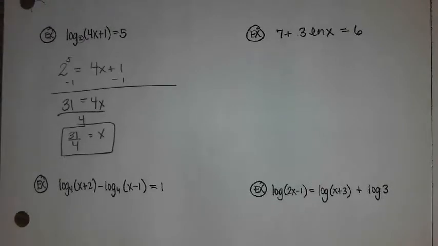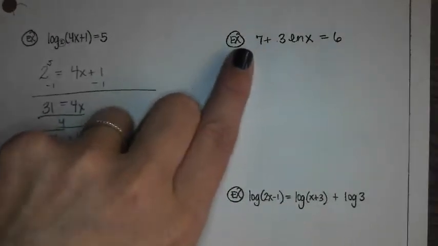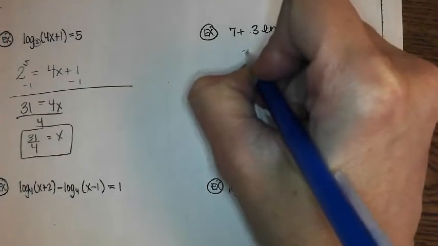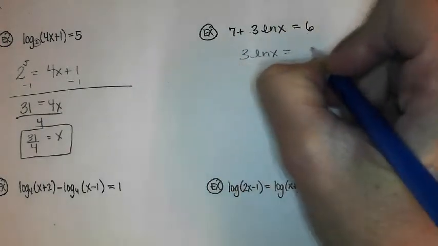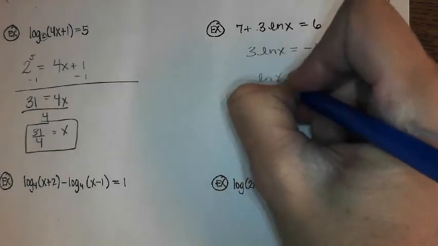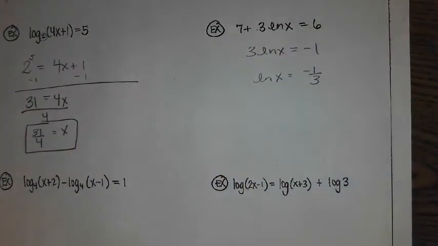So that one was straightforward because the log was already isolated. If we jump to the second one, we can't translate it right out of the gate because it's not isolated yet. So you first subtract your 7 from both sides. Divide by your 3. And what would your translation look like here?